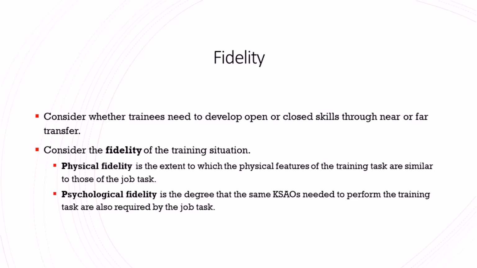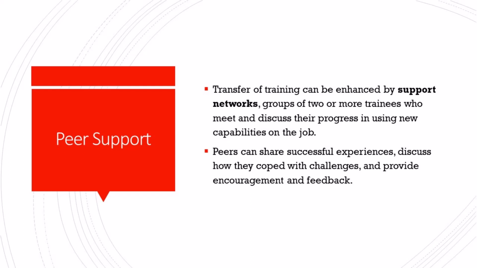Once we've assessed the fidelity of a training situation, we determine whether each outcome attempts to develop open, closed, or both types of skills, and whether transfer is near, far, or both. Based on our assessment, we would then use some of the evidence-based strategies we learned about in the previous module to encourage transfer. I've talked a lot about the value of manager support, but peer support can be just as impactful. After all, employees spend more time with their coworkers than their supervisors.